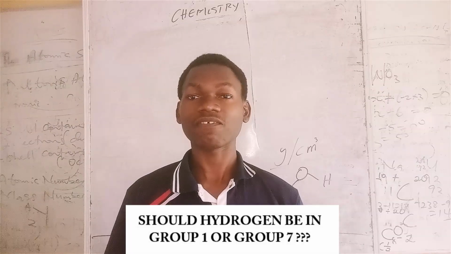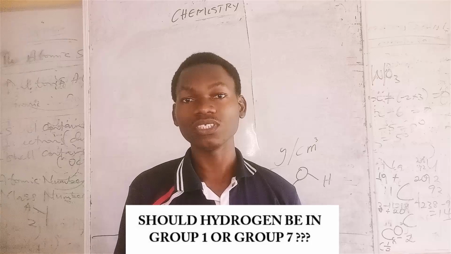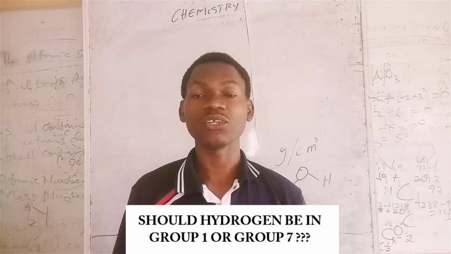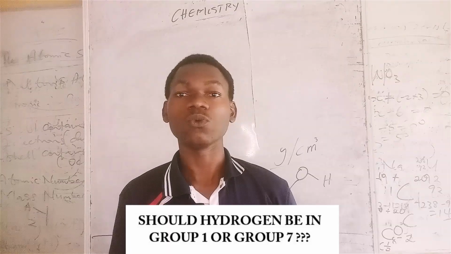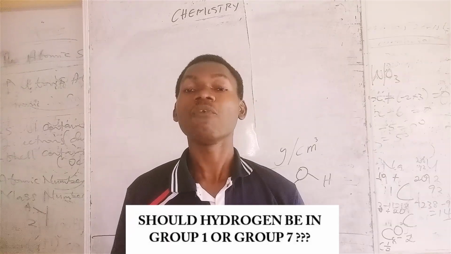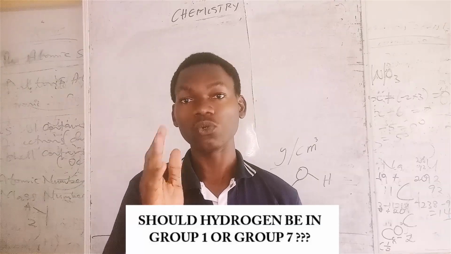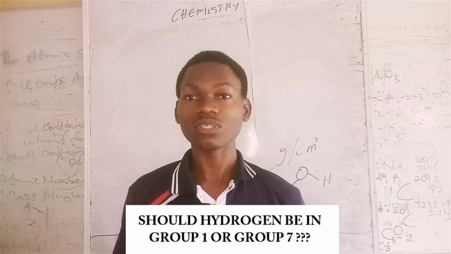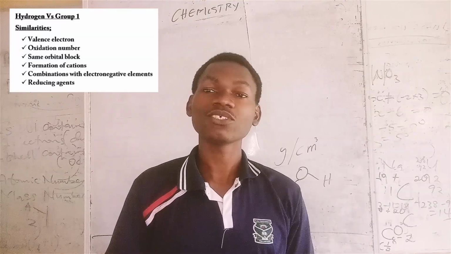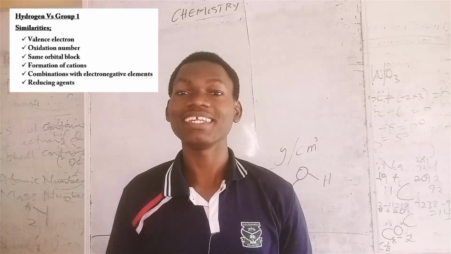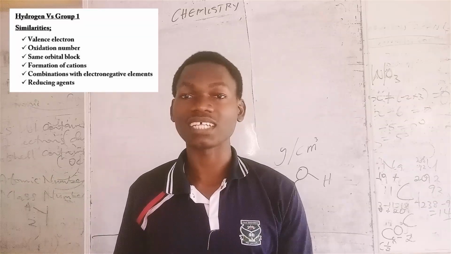Now, in order for us to classify this very well, we are going to be looking at the differences between hydrogen in group 1 and group 7, and also the similarities of hydrogen in group 1 and also group 7. But before we proceed, let's clear the fact that hydrogen is in group 1 in the periodic table. There is no doubt about that. But let's just brainstorm and see the differences. Should hydrogen be moved to group 7 or should it remain in group 1? Now let's find out with the points that I'm going to make.